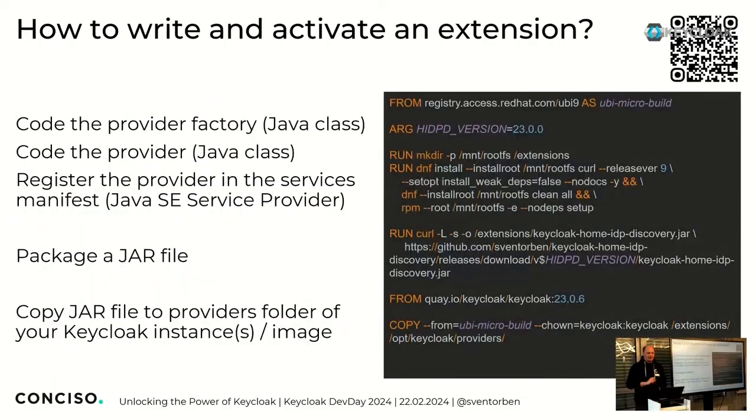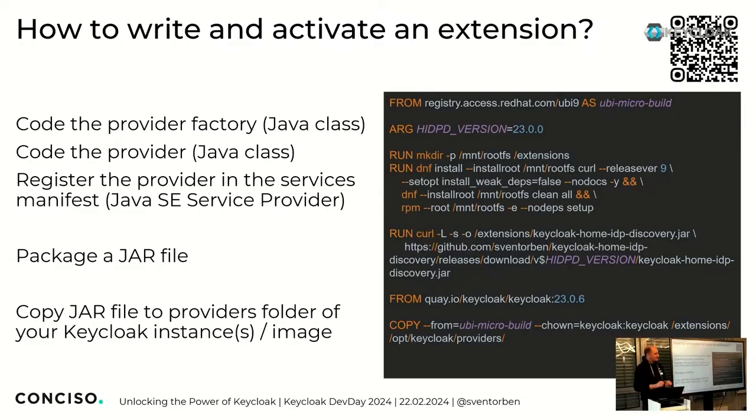Very briefly, how do you write and activate these extensions? In the end, it basically comes down to implementing the provider factory and the provider class, obviously. Then you register this with the Java SE service provider mechanism. It's like a single line in a text file, in a manifest file. You package that together in a jar file, and then you copy that jar file into a certain folder of your Keycloak instance, and that's basically it.